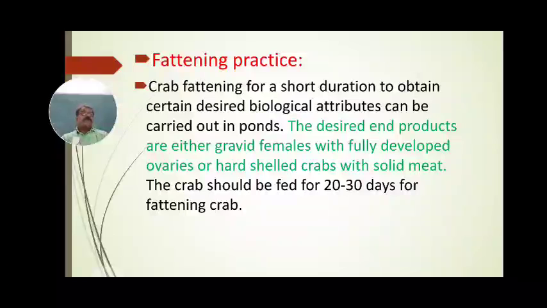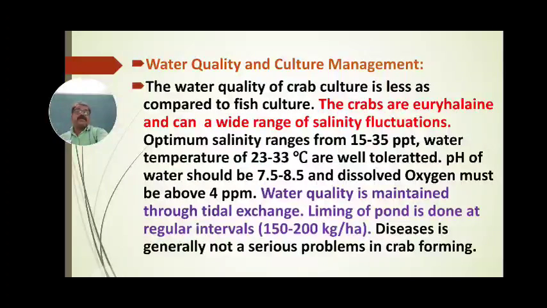Fattening practice. When crabs are cultured and grown, how is fattening done? Crab fattening for a short duration to obtain certain desired biological attributes can be carried out in ponds. The desired end products are either gravid females with fully developed ovaries or hard-shelled male crabs with solid meat. The crab should be fed for 20 to 30 days for fattening, to grow the muscles and the weight of the crab. That's why it is important. In short, we have seen some important aspects of crab culture.